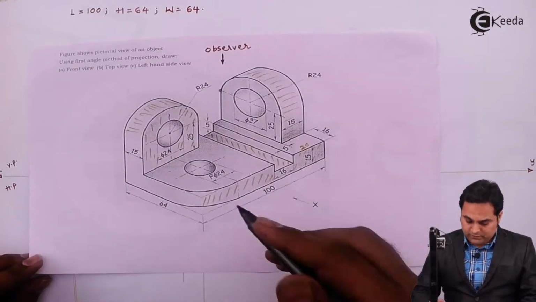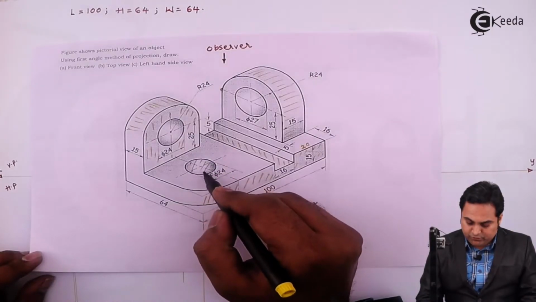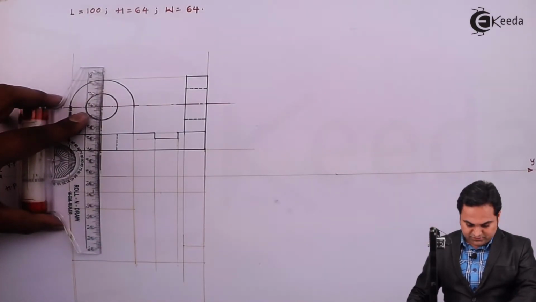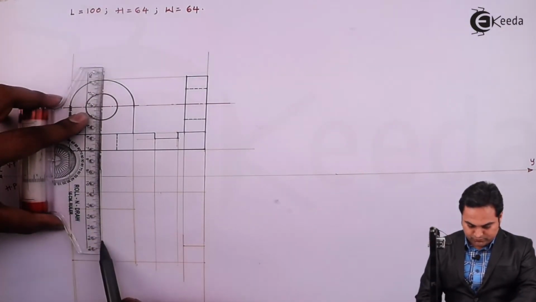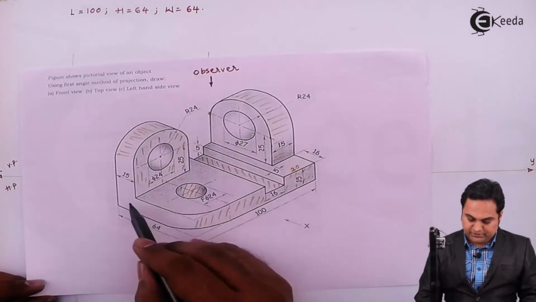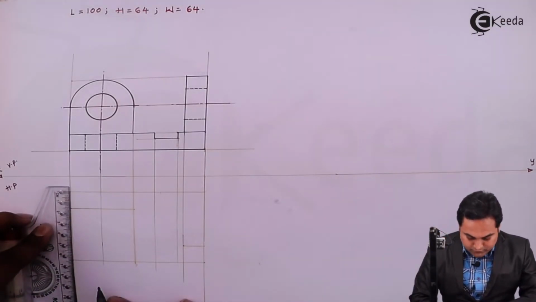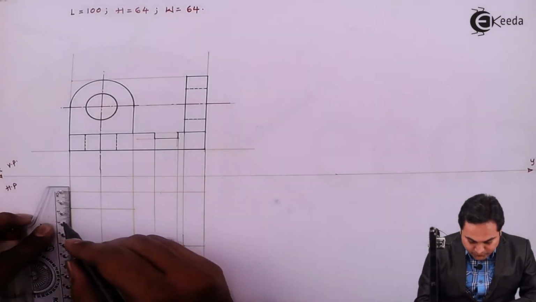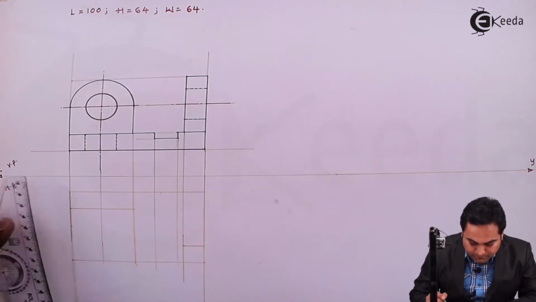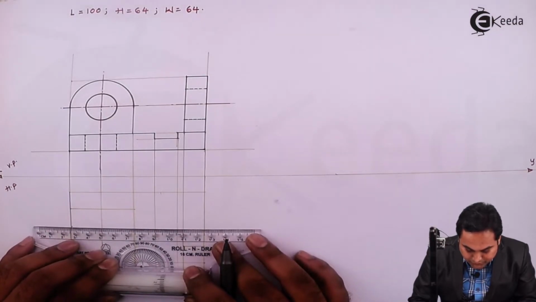Next, there is this circle inside the plate having diameter 24. Now this circle will also be visible. Projecting the center for the circle. This is the center. And here also I can say this center is located exactly in the middle. So taking half of the width, this is 64 mm as the total width, so half of that, that is 32 mm. Projecting a light horizontal line through the point.